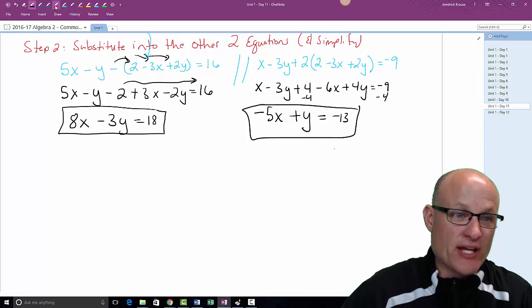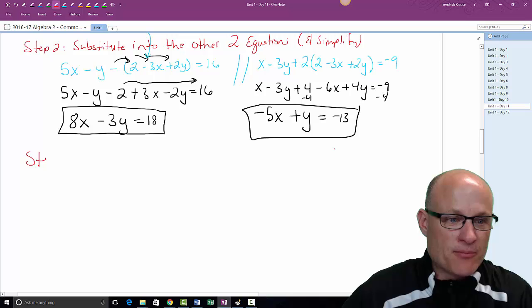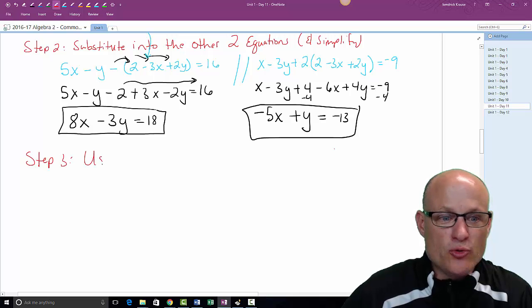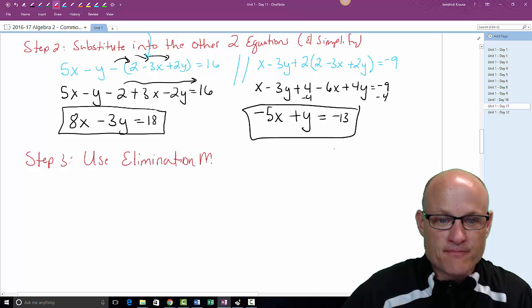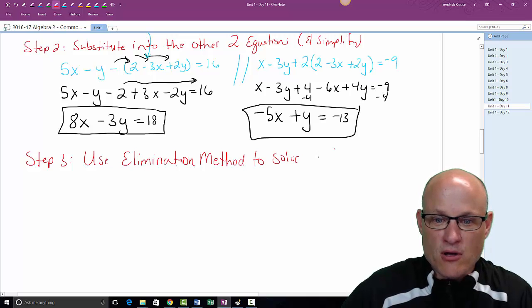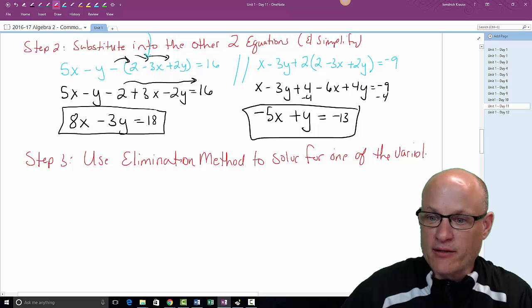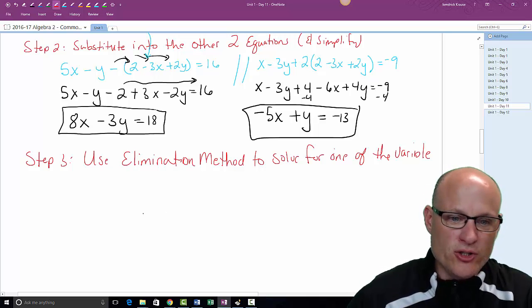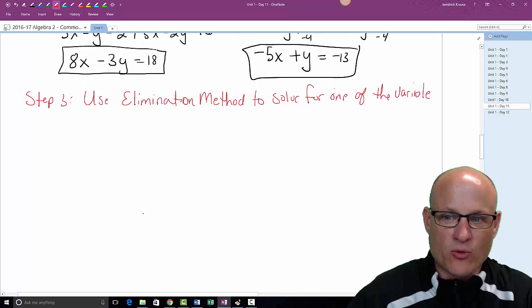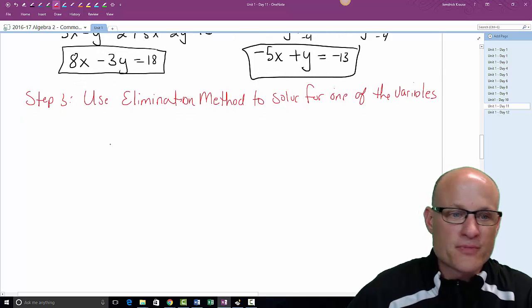So now, step 3. Use the elimination method to solve for one of the variables. So we're going to use the elimination method to solve for one of the variables.